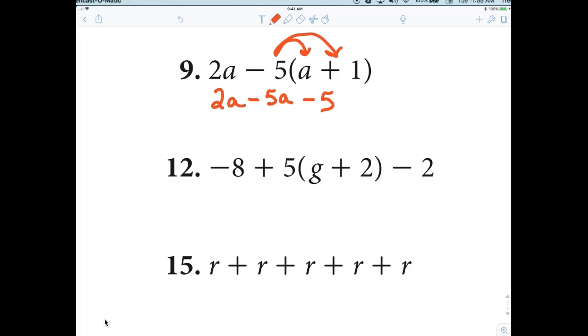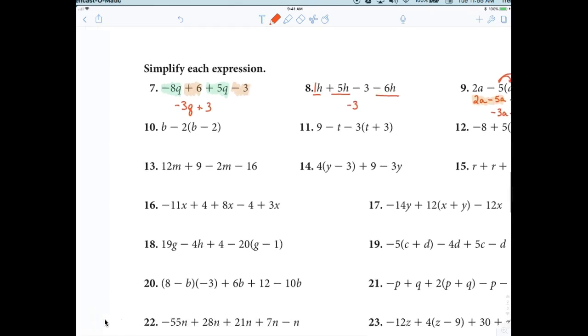Okay, that's why we're going to do a whole bunch of these. Now I have to do what? I have to combine terms. What terms are the same? And what is 2A minus 5A? Yes, so we have -3A minus 5. All right, so now let's slide over and do number 10.